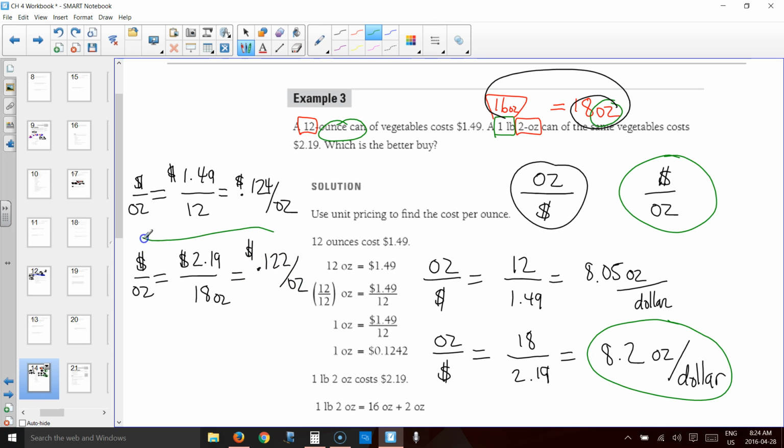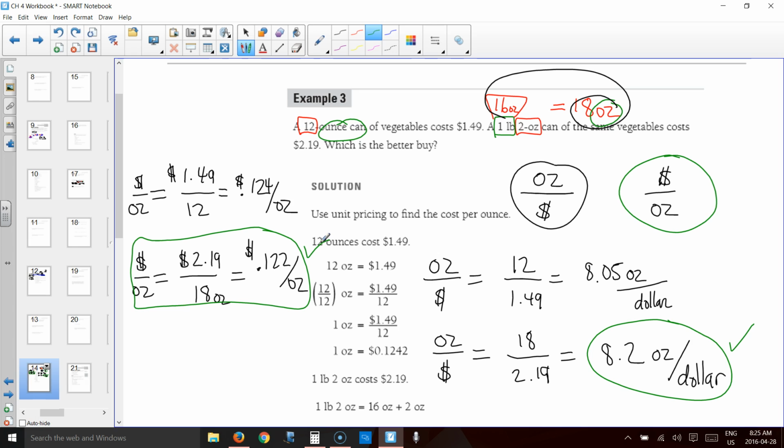In this scenario, 0.124 versus 0.122, this is less money for every ounce. This would be the cheaper one, and so is this. But what's weird is if you do it this way, this number is bigger. If you do it this way, this number is smaller. And it makes sense. You're getting more ounces for $1. That is the better buy because you're getting more for your dollar. And here you are spending less money for an ounce, so that is still the better one. Those are two different ways to do it.